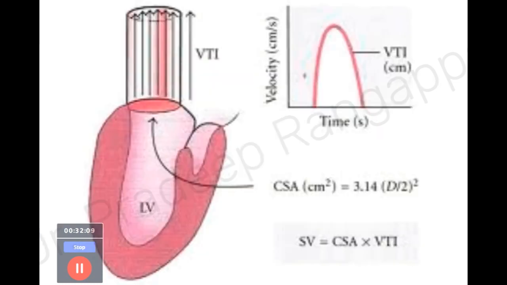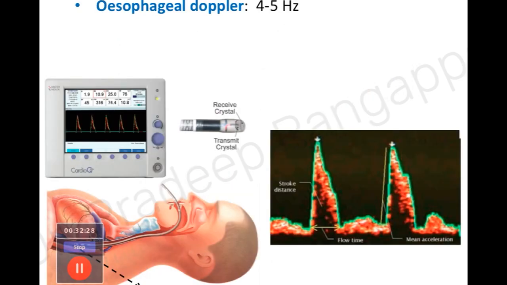confounders that we find. The cross-sectional area, as I said, is calculated by 3.14 times the diameter divided by 2, to the power of 2. So this is the way we calculate cross-sectional area. So LVOT cross-sectional area times LVOT VTI gives you stroke volume. That's the simplest way, and the easiest and non-invasive way of calculating cardiac output.